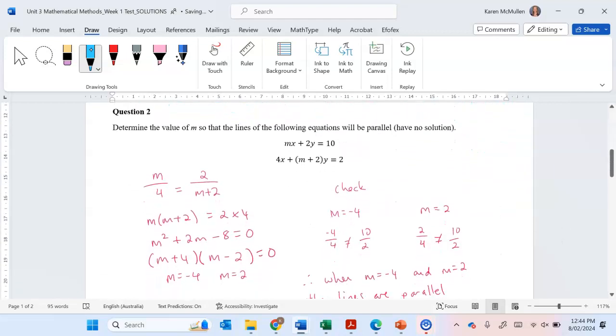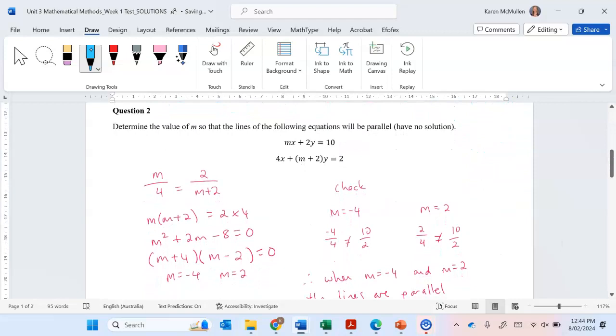All right, question number 2. So there are 2 ways of doing this. I do prefer doing the ratio of the coefficients. You can rearrange them to get them in the form y equals mx plus c. Now I do think the way that I've done it is more straightforward than rearranging it in the form y equals mx plus c, because if you're rearranging it, so what I mean by that is we rearrange it into the form y equals mx plus c.